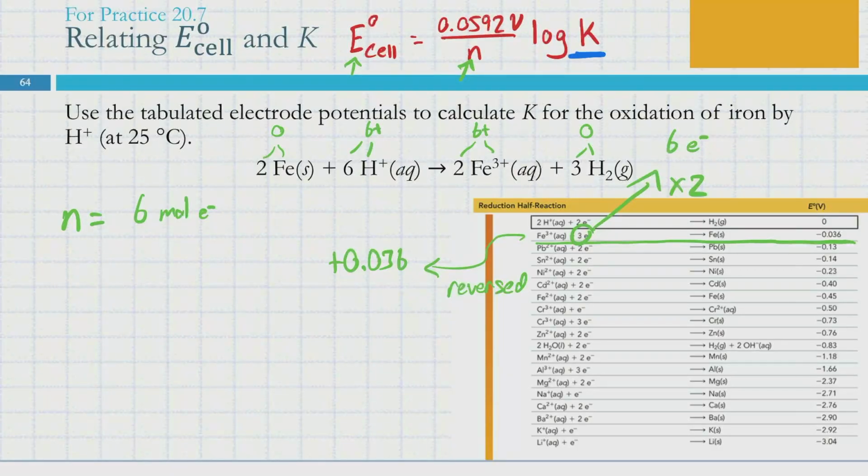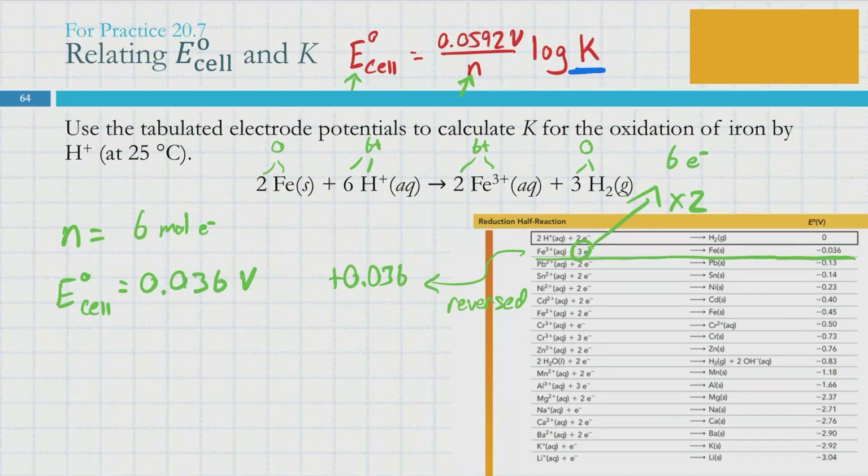Yes? No? Guesses? We do not. We don't do anything. Multiplying by 2 does not change our electrode potential. So we just leave it at 0.036. So our standard electrode potential of the cell is 0.036 volts.